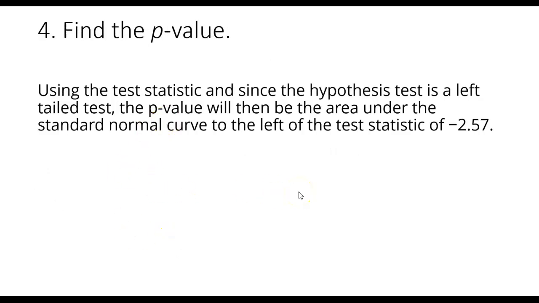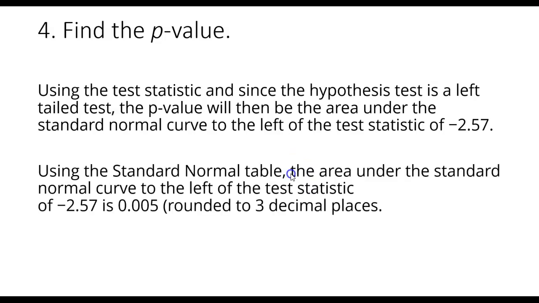Using that test statistic, the hypothesis test is a left-tailed test, so that means the p-value is going to be the area under the standard normal curve to the left of the test statistic of negative 2.57. So we're going to use the standard normal table. The area under the standard normal curve to the left of the test statistic of negative 2.57 is 0.005. And this is rounded to 3 decimal places.